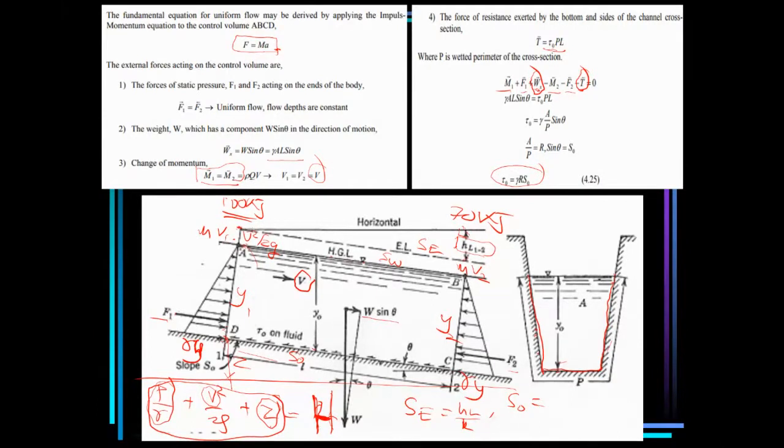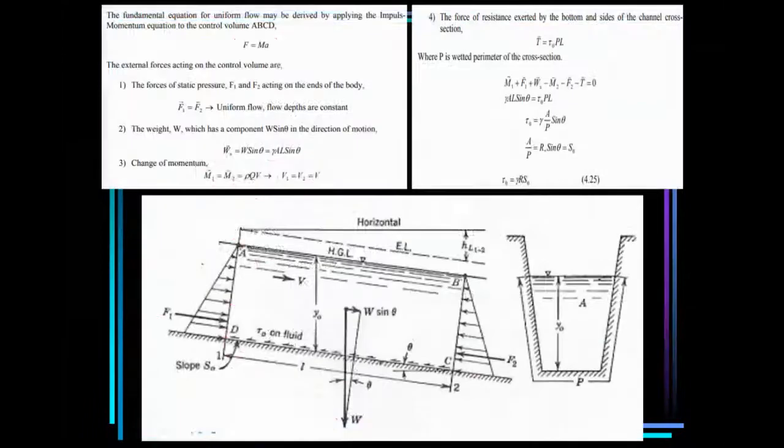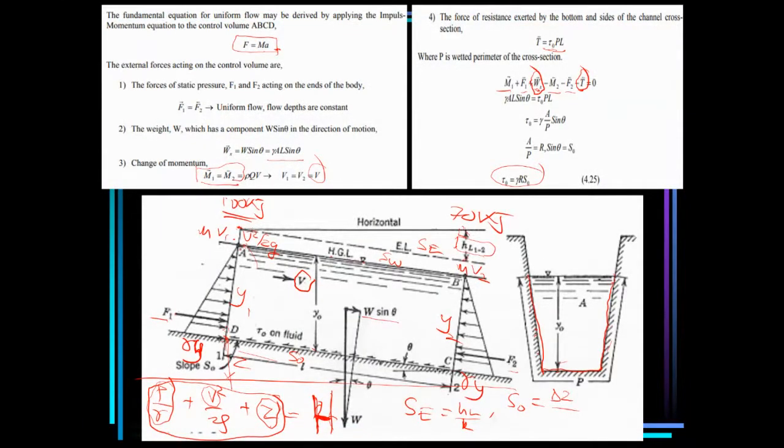It's going to be the change in the elevation here, let's say delta Z, over the horizontal length of the channel. So, in summary, SE is given by tan theta, and S naught is given by sine theta.